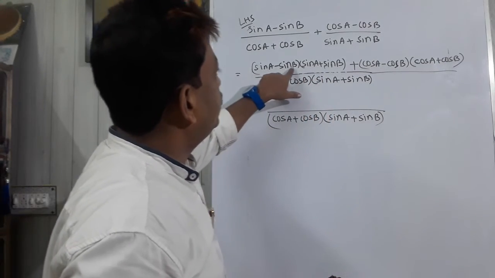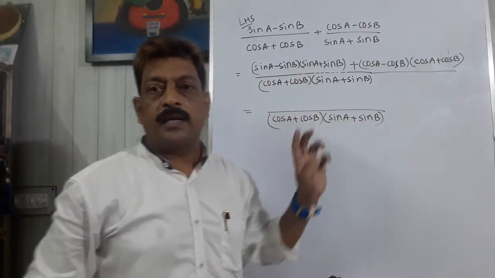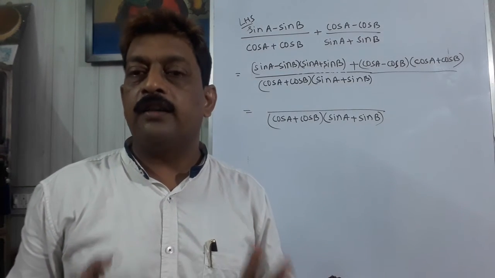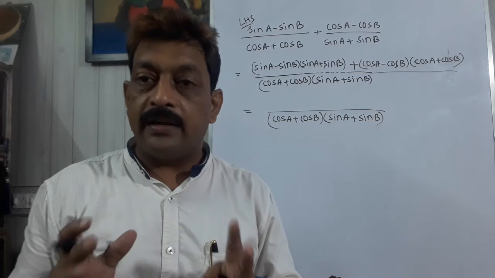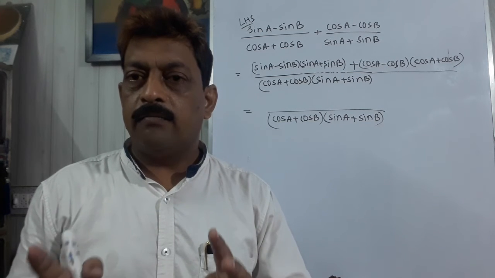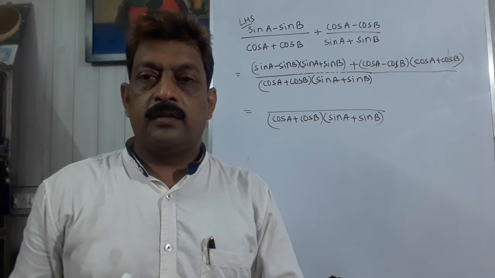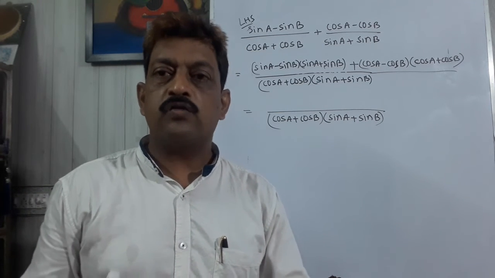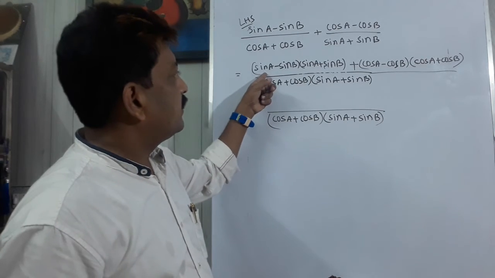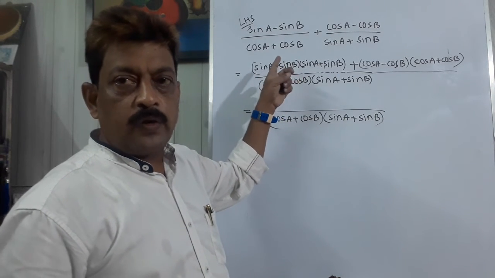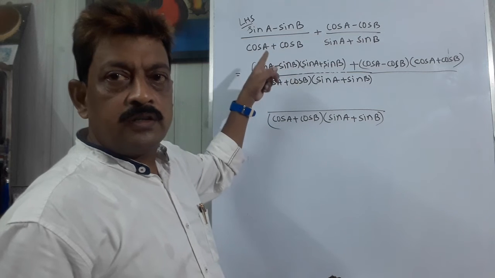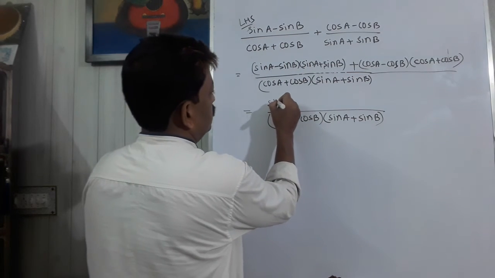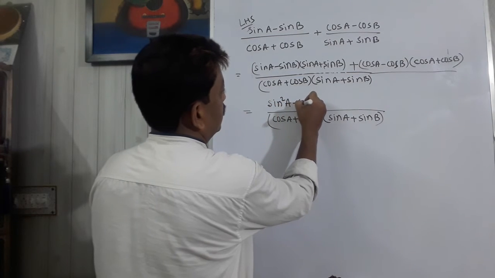So sin A minus sin B multiplied with sin A plus sin B. As you can see, it is clearly in the form of the algebraic identity A plus B multiplied with A minus B, which is A squared minus B squared. Here A is sin A and B is sin B. So A squared minus B squared means sin square A minus sin square B.